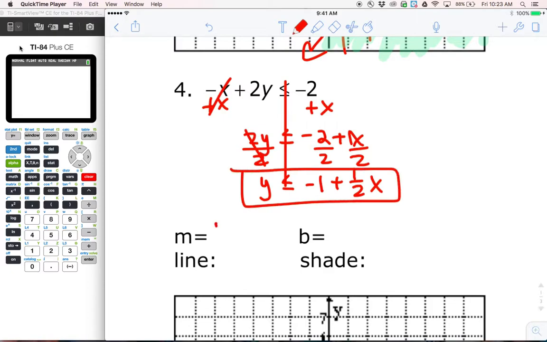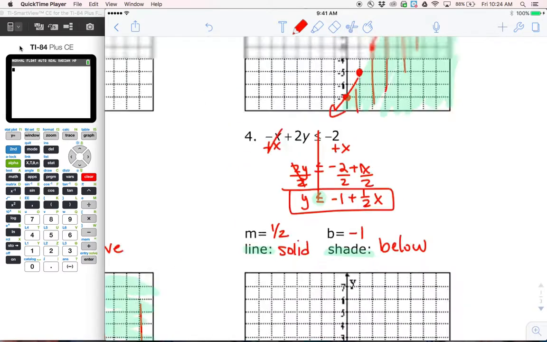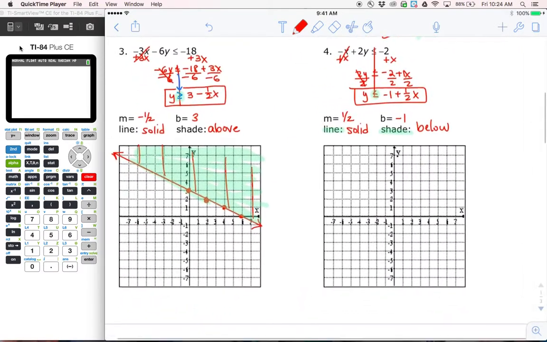All right, my slope is 1/2. My intercept, b, is negative 1. My type of line, because I have the or equal to symbol, is going to be solid again. Remember, I look here, I look here to decide what kind of line and where to shade. And it's a less than sign, so we're shading below. All right, we are shading below this time.